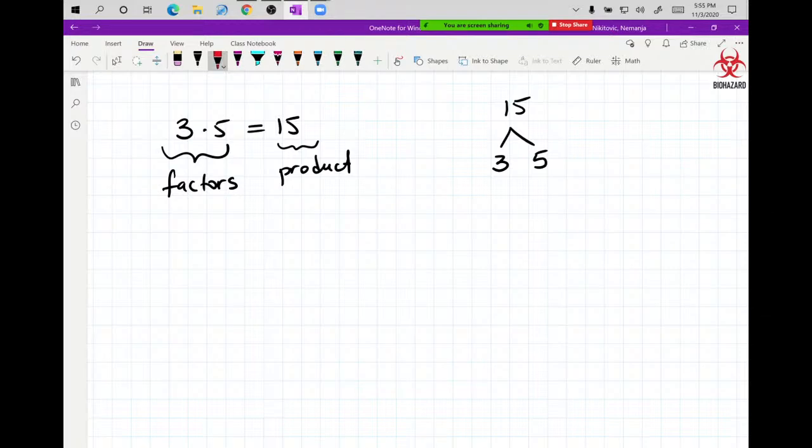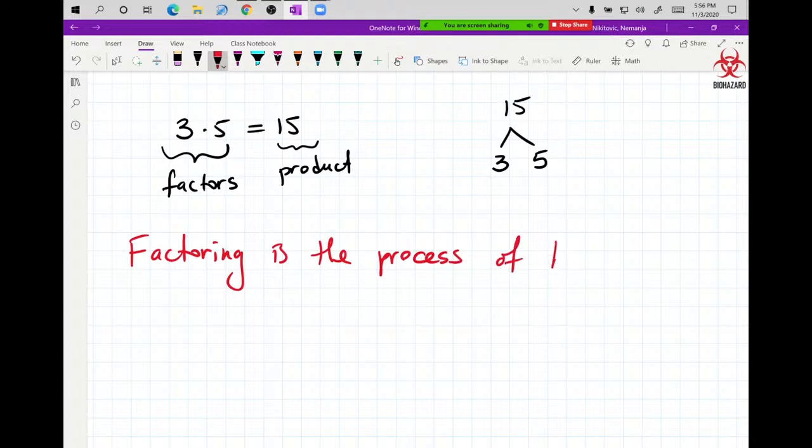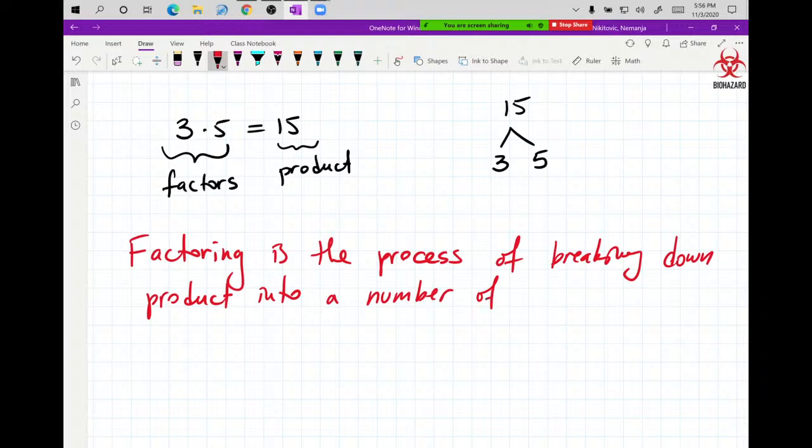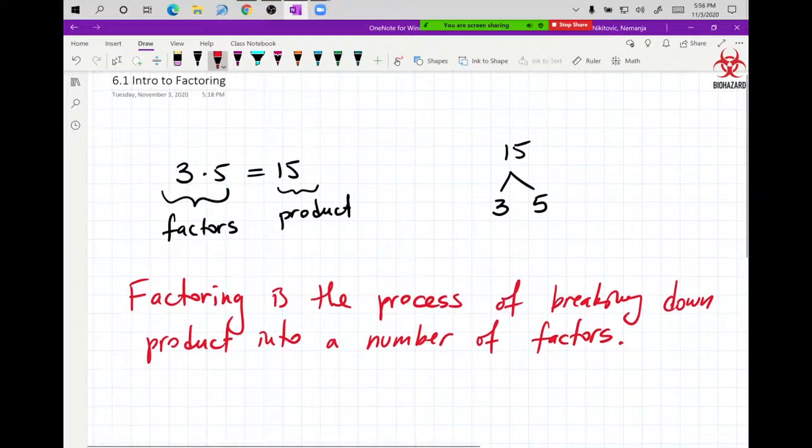So factoring is the process of breaking down a product into a number of factors. Why do I say number of factors? Because it's not just guaranteed that you are going to have two factors, right? You might have more than that.